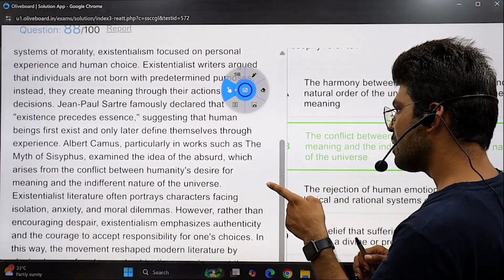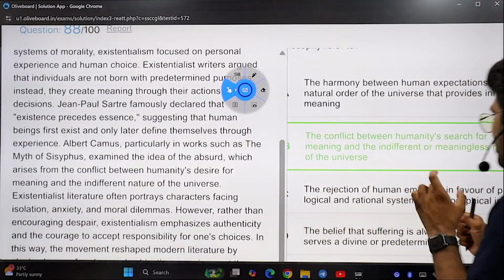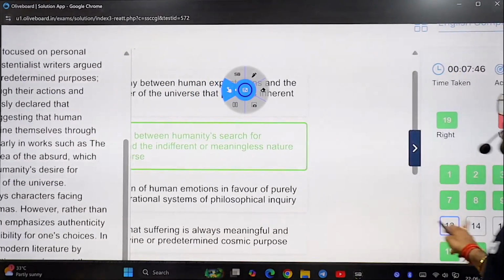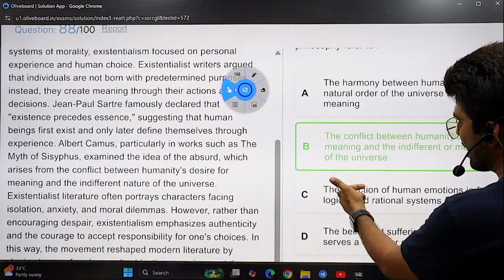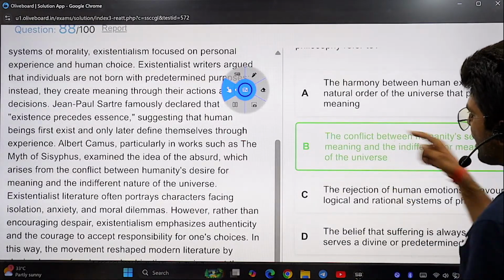Conflict between humanity's desire and the indifferent nature of the universe. Yes, 100% correct now. Just don't look at a single word, because sometimes the one who sets the question paper copies the sentence and puts a synonym in, changing words here and there. The whole of the answer has to be correct, not just one word.